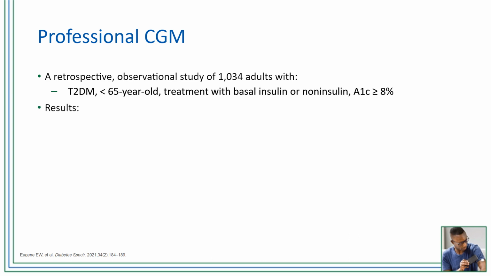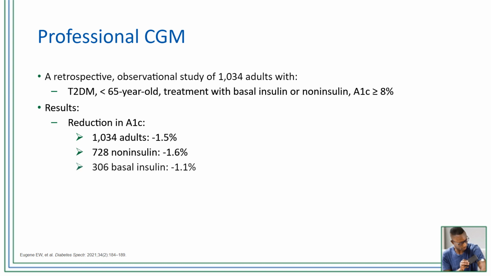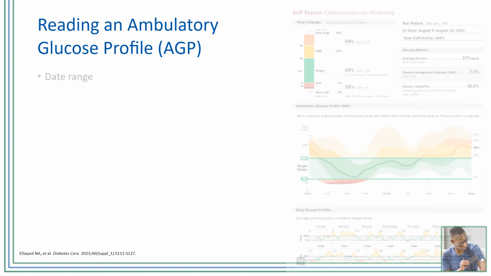For those patients, altogether the adults had a decrease in A1C of 1.5%. Those on non-insulin had a decrease of 1.6%, and those on basal insulin had a decrease of 1.1%. The important thing to note on the bottom is that at the higher A1Cs, those greater than 12%, there was a greater reduction in A1C. And so those patients with higher A1Cs would likely have a greater benefit from using a CGM device. So how do we read this?